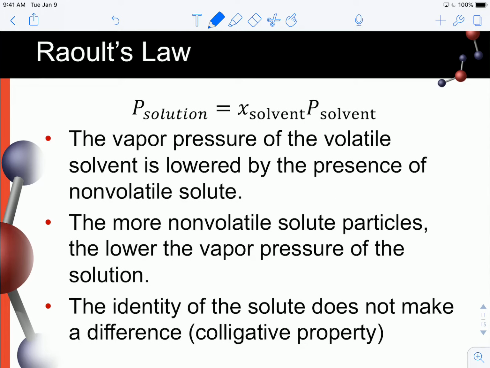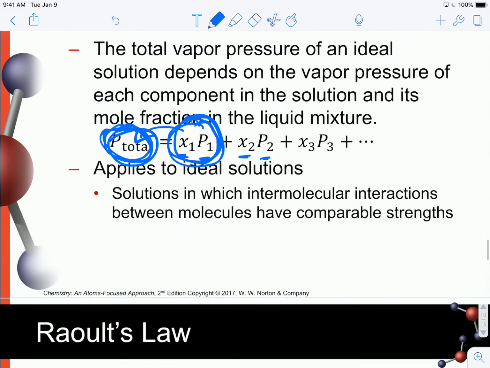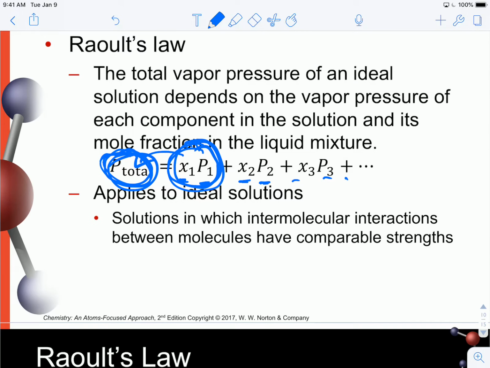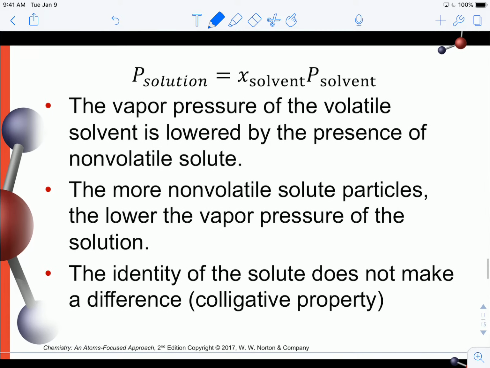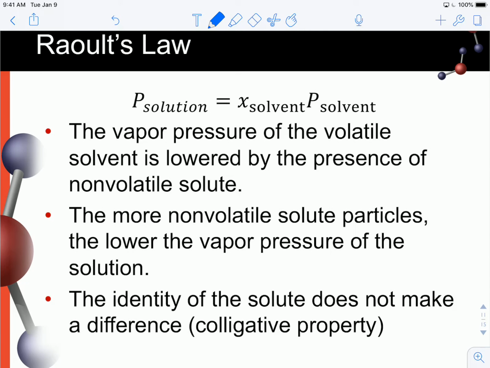Now we can apply Raoult's law another way also, and the difference here is, in this case, all of these substances are volatile. They all have significant vapor pressures. Here you notice we're going to apply Raoult's law a different way. We're going to add a non-volatile solute. So now imagine I add sodium chloride to water.